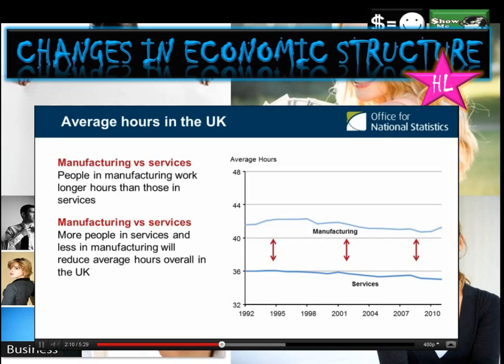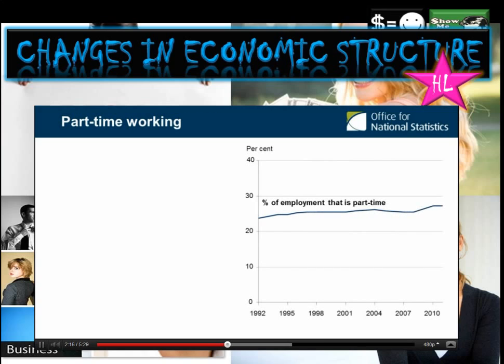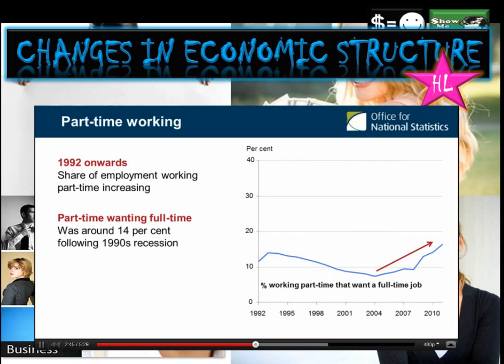If we look at part-time working in the UK since 1992, we can see that the share of total employment that is part-time has been steadily increasing from around 24% in 1992 to 27% in the second quarter of 2011. Another thing that is also interesting to look at is the percentage of people working part-time but would like to work full-time. We can see that following the end of the 1990s recession, which was around 14%, then fell as the economy recovered. It started to rise again from around 2004, with an accelerated increase at the onset of the most recent recession in 2008. In 2011, it stood at 16%, or around 1 in 6 working part-time.